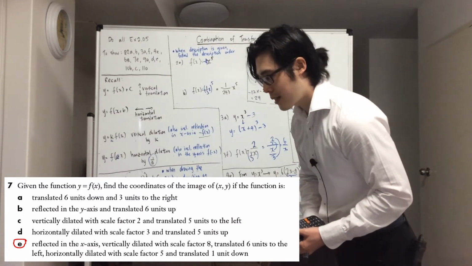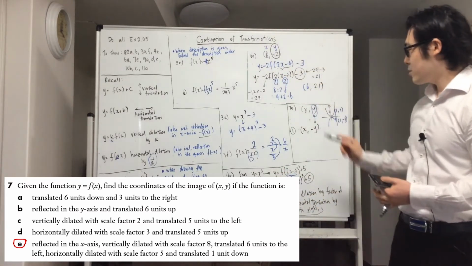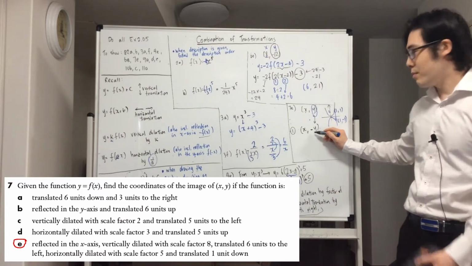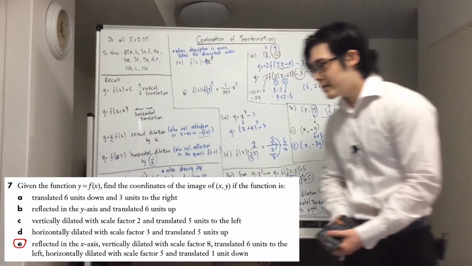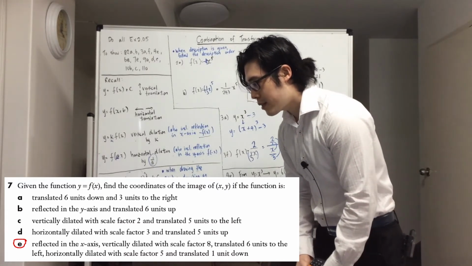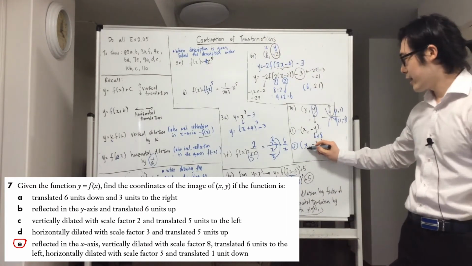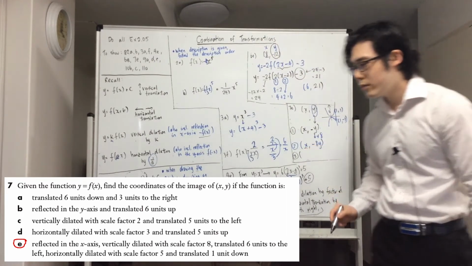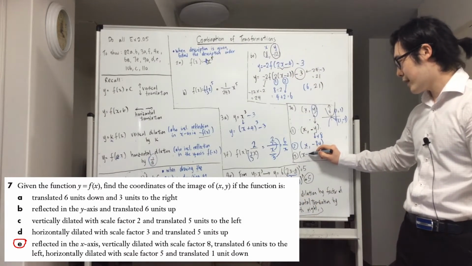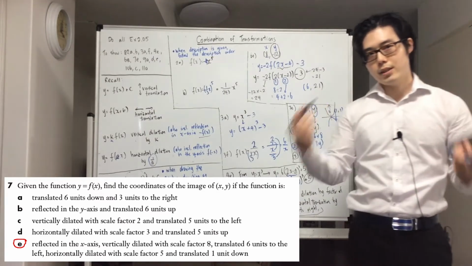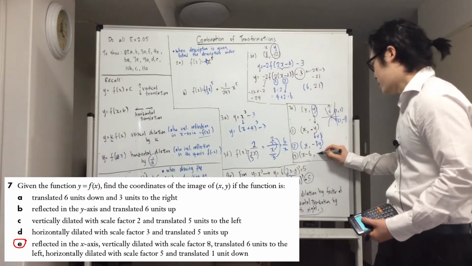Step number 2, it says in the next sentence, vertically dilated with scale factor of 8. That just means you're getting the y value and you're timesing by 8. Remember? 8y. So that's my step number 2 that I've done. Step number 3, translated 6 units to the left. So that's obviously x-coordinate that you're moving. So if you're moving 6 units to the left, you're taking that and you're moving it 6 units, which is minus 6. All right. And then I'll write the next one as well.